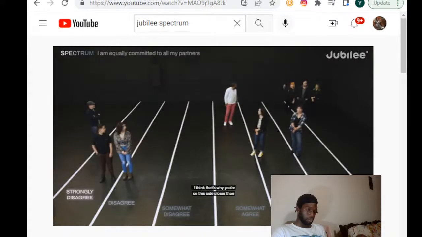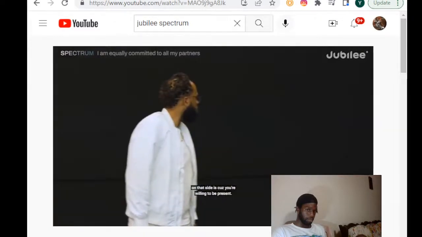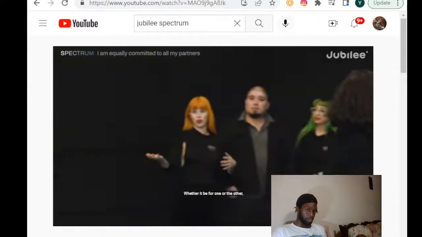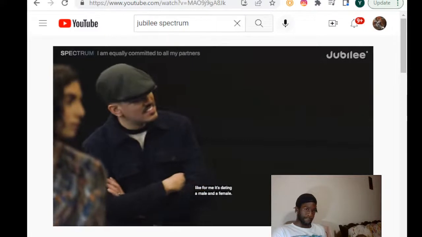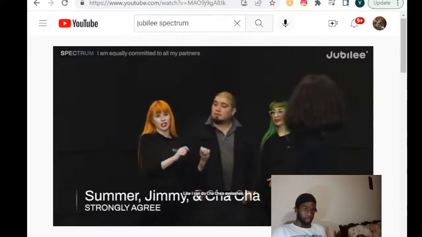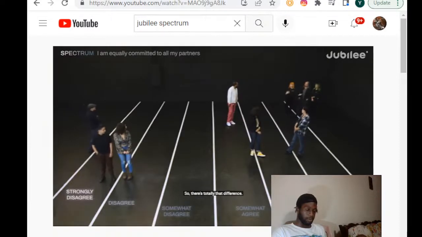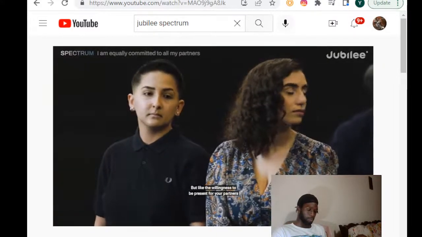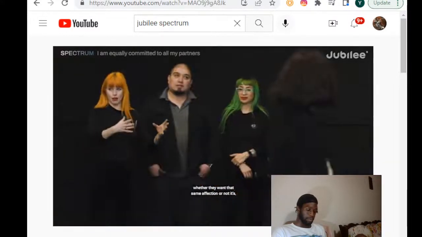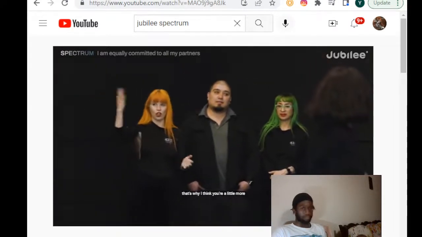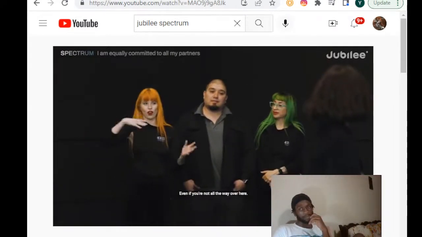So I think that's why you're on this side closer than on that side, because you're willing to be present, whether it be for one or the other. Like for me, it's dating a male and a female. I can do Chacha's eyelashes, but definitely not Jimmy's. So there's totally that difference, but the willingness to be present for your partners, whether they want that same affection or not, is why I think you're a little more on this side than on that side, even if you're not all the way over here.